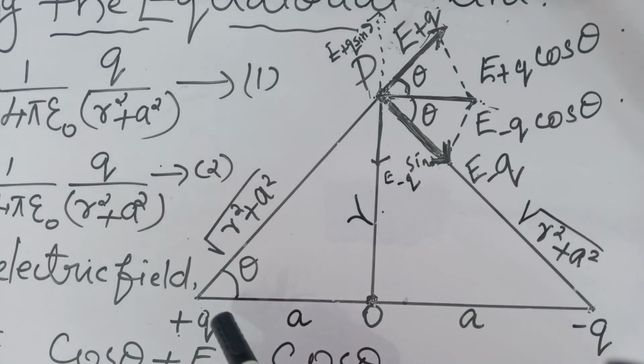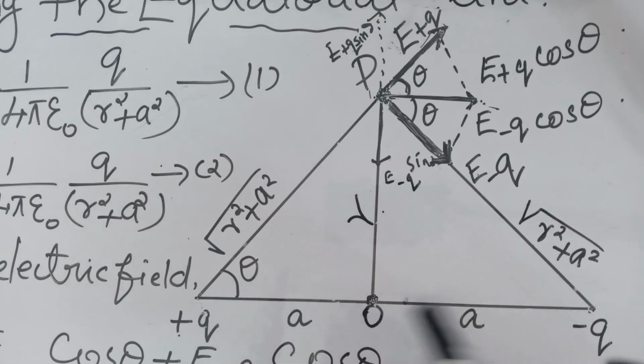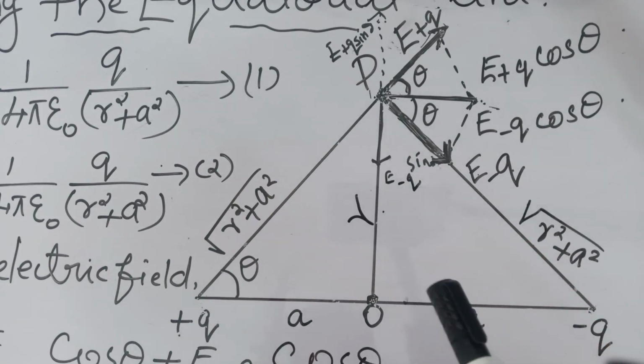So here we can consider a dipole. This is an electric dipole, that is plus q charge and minus q charge. Equal and opposite charges are there. They are separated by a small distance, that is 2a. The total distance is 2a, and from the center to plus q it will be a, and from center to minus q is also a. And here we have to consider a point P on the equatorial line of the dipole.